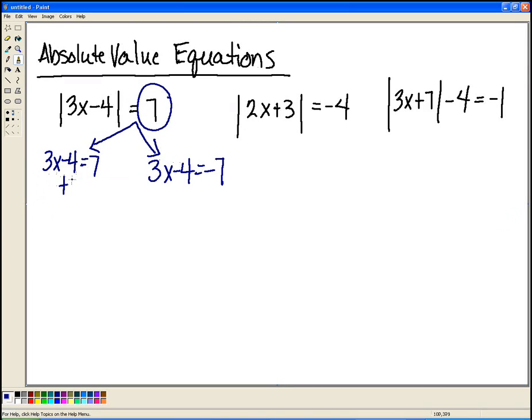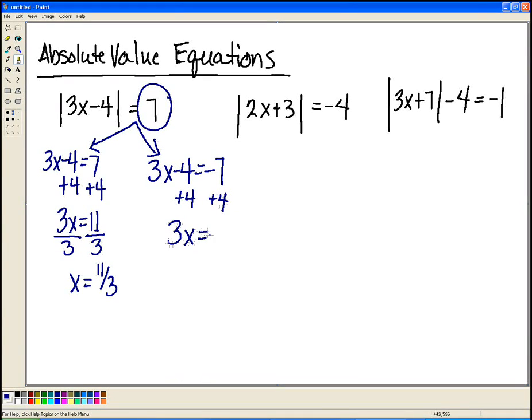Here to isolate my x, I'm going to add 4 both sides. I get 3x equals 11. To isolate x, I'm going to divide both sides by 3, and I get that x equals 11 over 3. But now that's just one solution. Here I'd solve and add 4 both sides. Okay? I'd get 3x equals minus 3. Divide both sides by 3, and I'd get that x equals negative 1.